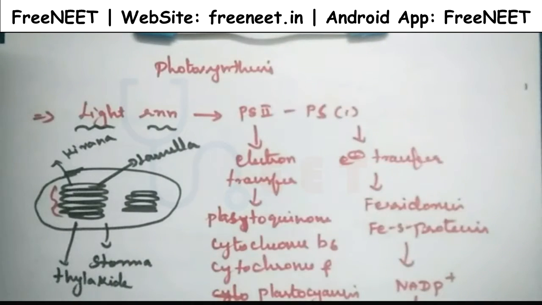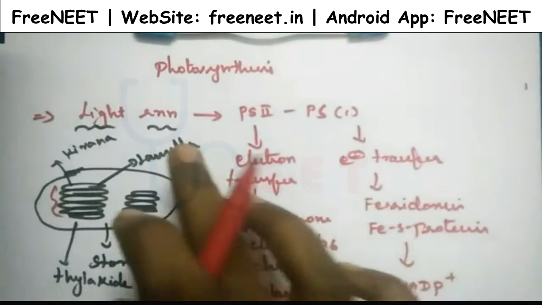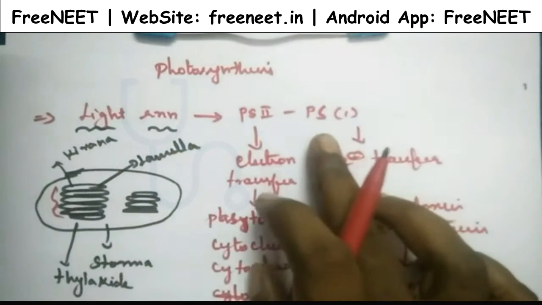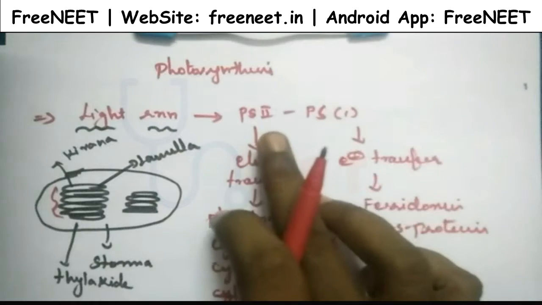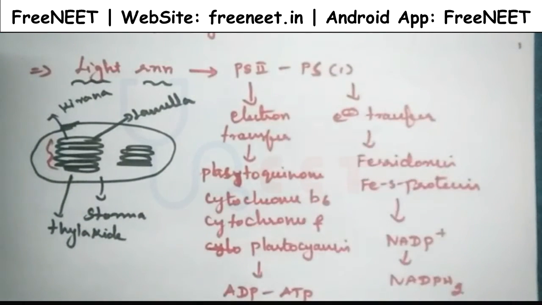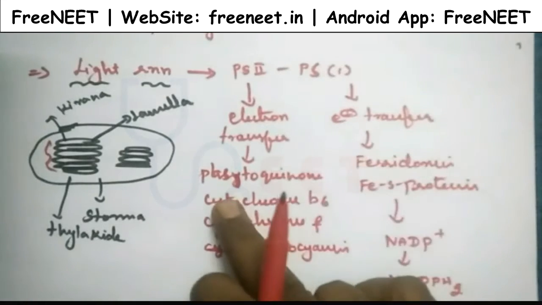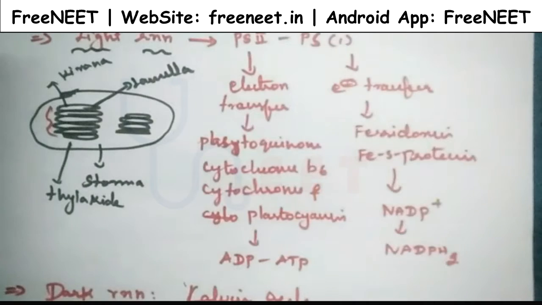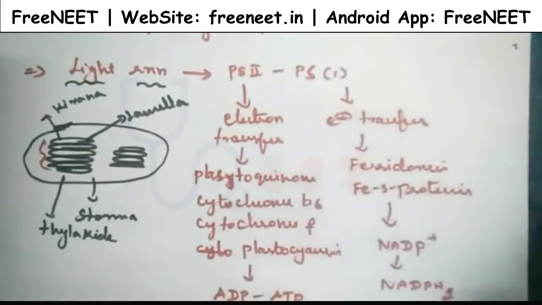In photosynthesis, two different types of reactions take place. One is the light reaction, another one is the dark reaction. The light reaction involves two systems: one is photosystem 2, another one is photosystem 1. In photosystem 2, some electron transfer membranes transfer the electrons, like plastoquinone, cytochrome b6, cytochrome f, and plastocyanin. These are all electron transfer molecules which are used to transfer the electron from photosystem 2 to photosystem 1.